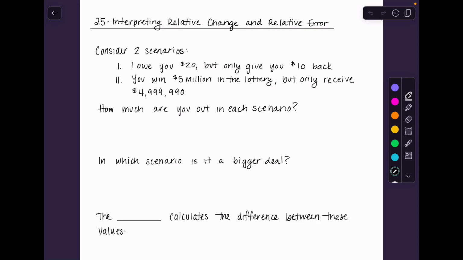What we're going to go through now are actually two pretty similar concepts called relative change and relative error, and you might also hear this as percent error. So before we begin with formulas, we're going to consider two different scenarios.